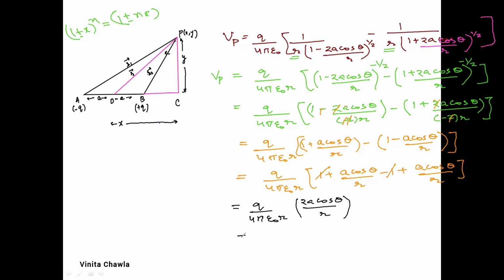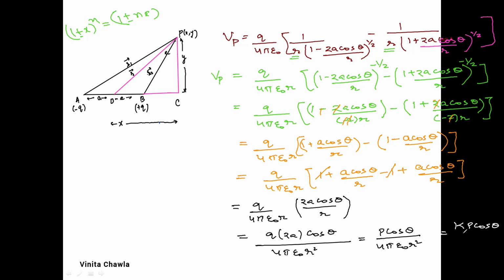Or we can write this as q into 2a. We have read this somewhere in chapter 1. It is dipole moment, right? So q into 2a is p. So it's p cos theta upon 4 pi epsilon naught r square. Now in place of 1 upon 4 pi epsilon naught, we can write K. So it's Kp cos theta by r square.